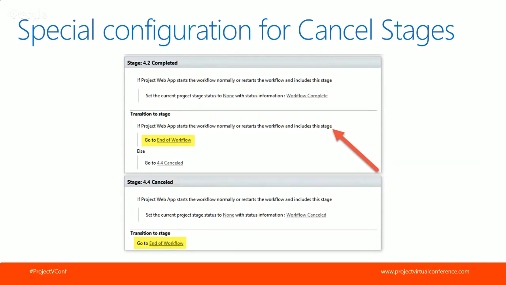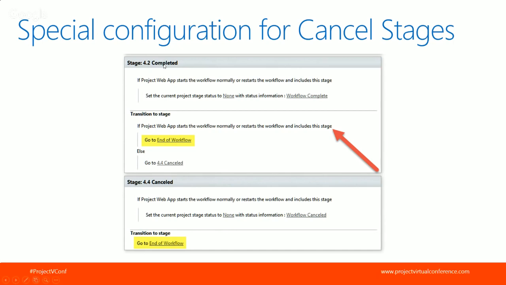Now, one of the common requests we'll get from customers is how do we configure cancel stages? So there's a couple different ways you can do this. The one that we found that works best is to put those cancel stages at the end. And through a series of testing, we actually figured out that if you put those cancel stages at the end of your workflow, you need one of these conditions, that same condition we were just talking about, if the Project Web App starts. You need to put that actually in your transition section. And notice how when I have a canceled stage, I have two end of workflows.